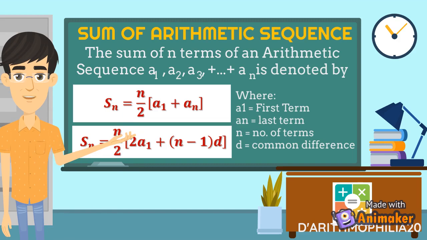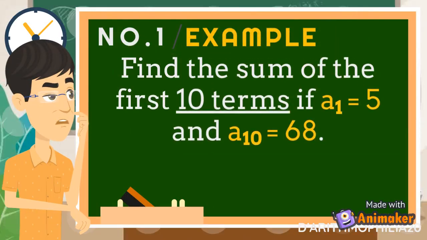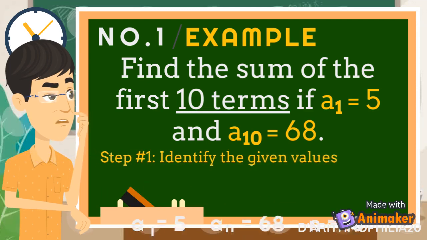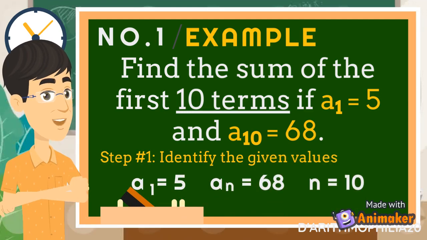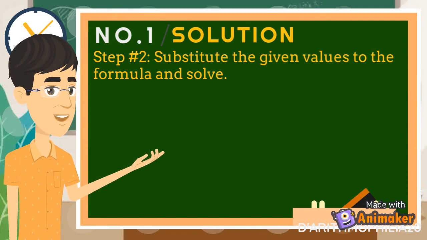This time, for us to better understand this concept, let's consider the following examples. Find the sum of the first 10 terms if a sub 1 is equal to 5, and a sub 10 is equal to 68. In order for us to solve this problem, let us first identify all the given values. We have a sub 1 equals 5, a sub n equals 68, and n equals 10. This time, let us now substitute the given values to our formula and start solving.